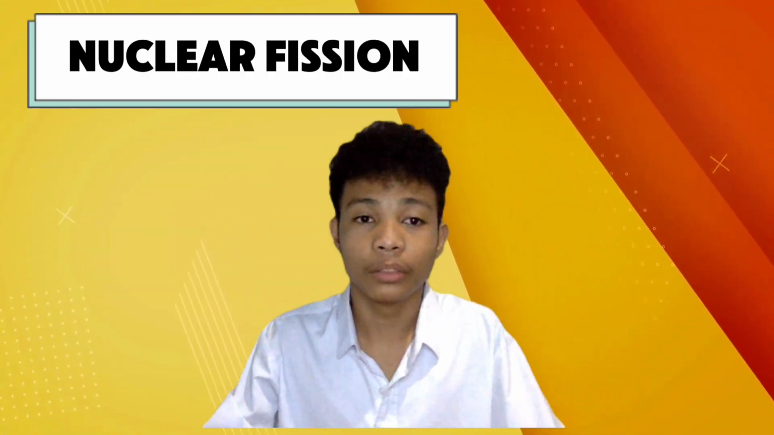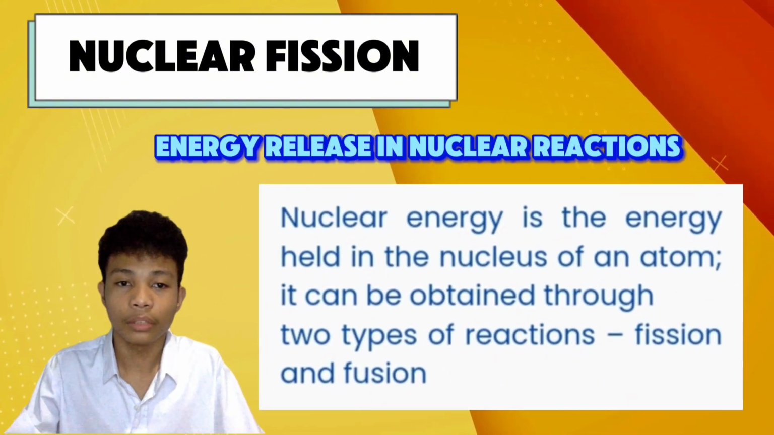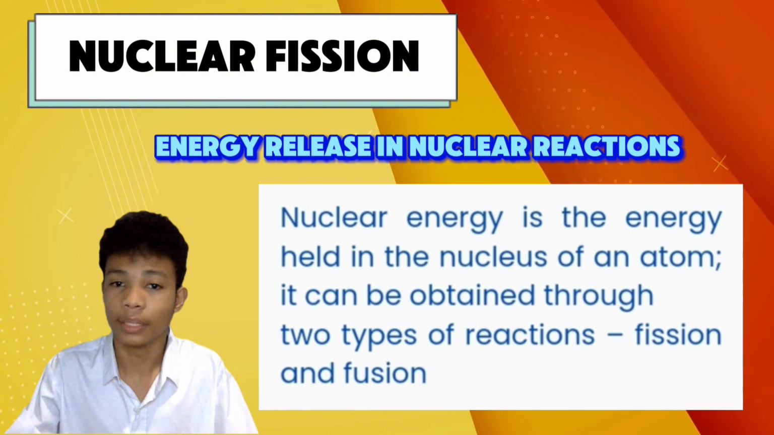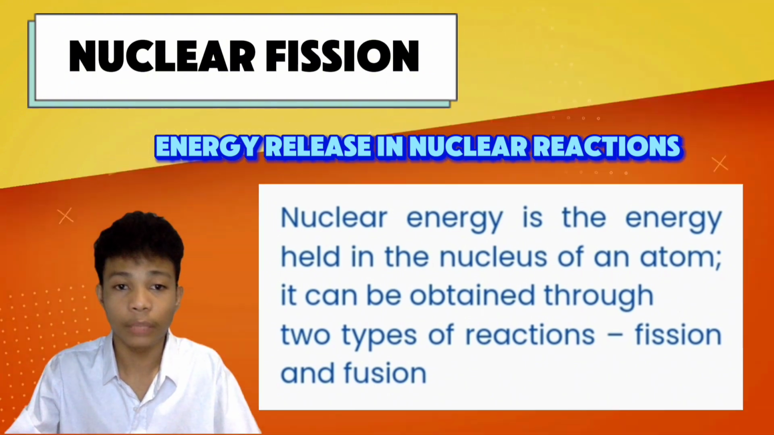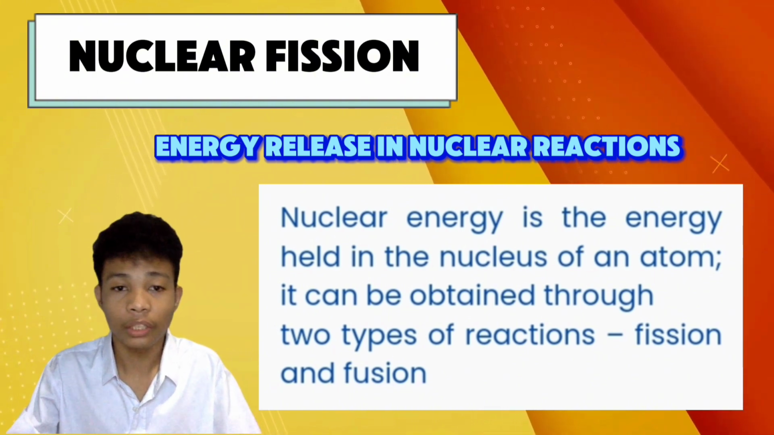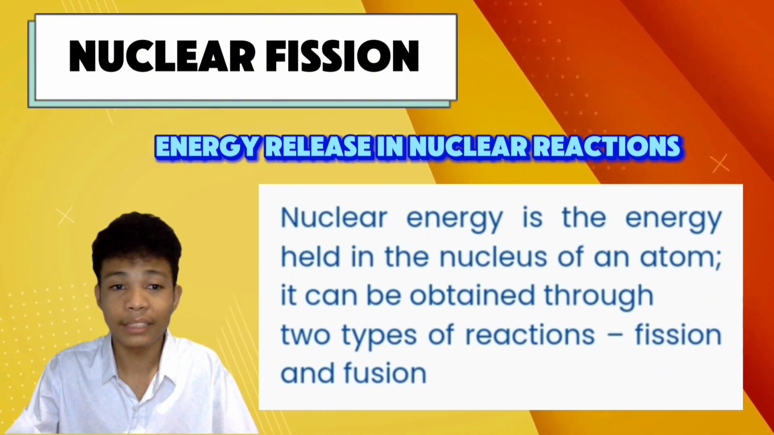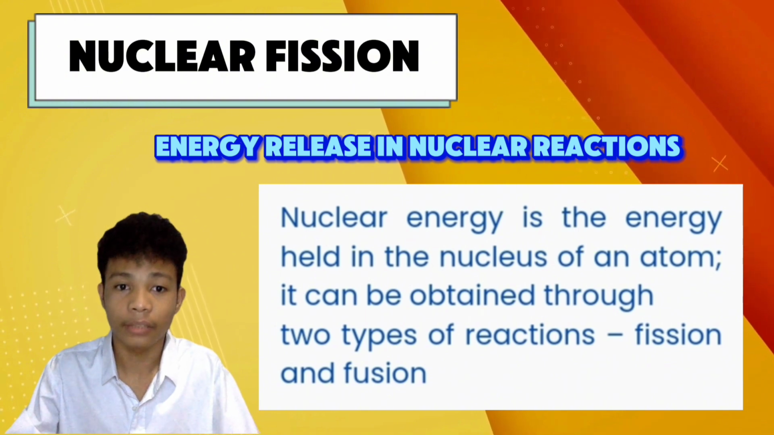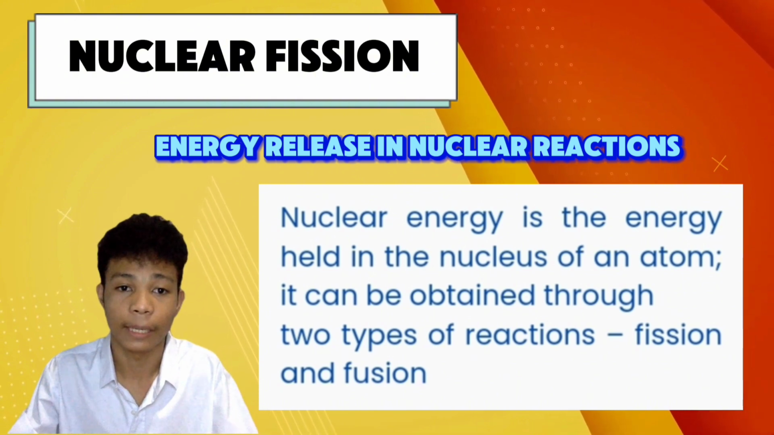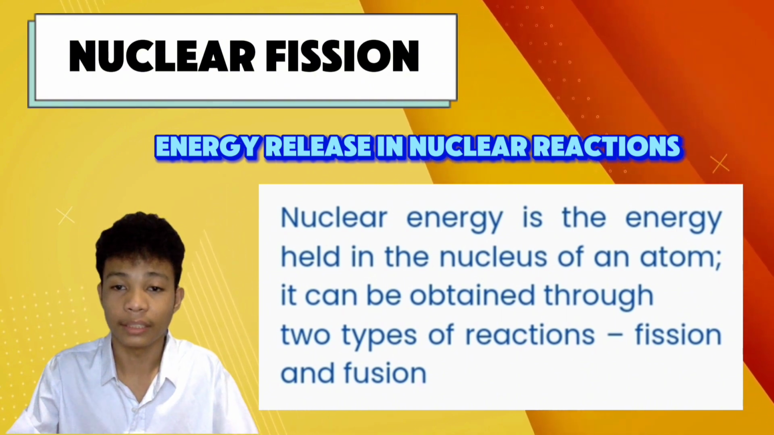So let's proceed to our next topic, energy released in nuclear reactions. Nuclear energy is the energy held in the nucleus of an atom. It can be harnessed through two types of reactions, nuclear fission and fusion. Nuclear fission produces energy through the splitting of atoms, which releases heat energy that can generate steam and then be used to turn a turbine to produce electricity. All of today's nuclear plants use fission to generate electricity.